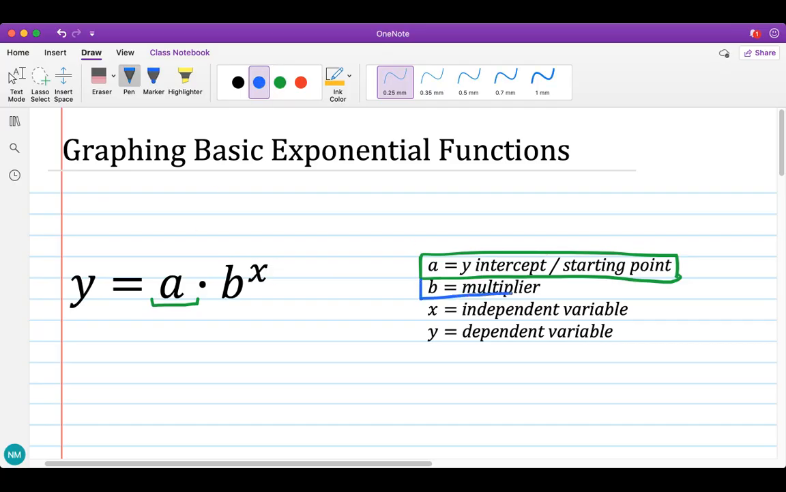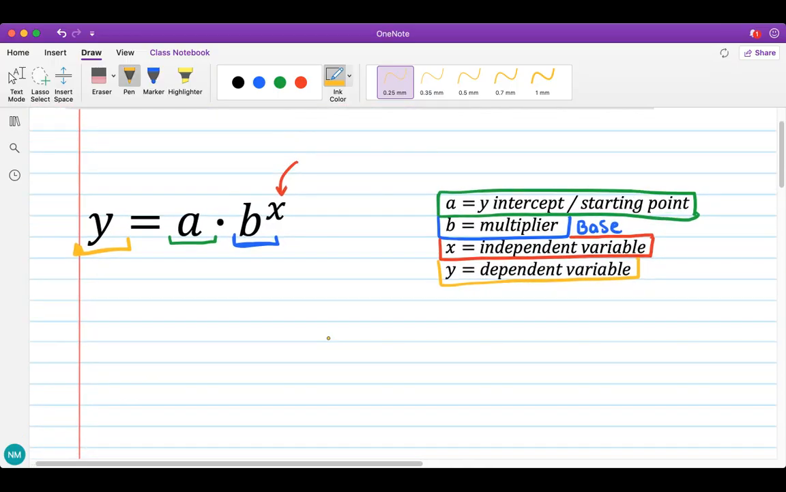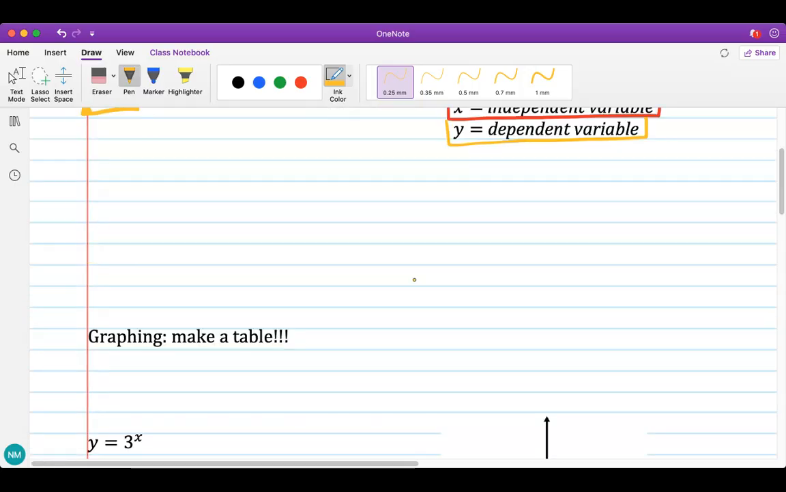B is your multiplier, or another word for multiplier was your base. So that's your b value. X is your independent variable, and your independent variable is here, the exponent. And Y is your dependent variable, which is your end result. Y is dependent on X. It's important.